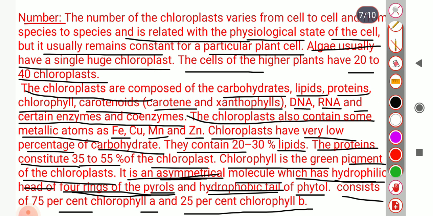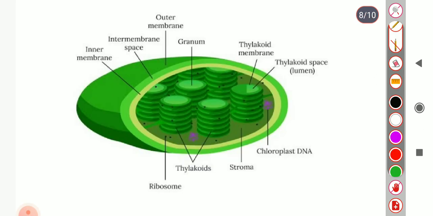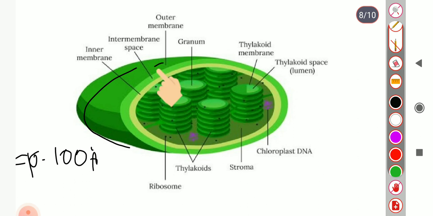This is all about the number of chloroplasts. You can see the ultrastructure of the chloroplast. This is the outer membrane, called the chloroplast envelope, which has a thickness of 90 to 100 angstrom, and it is a trilaminar lipoprotein structure. There are two membranes, the inner membrane and the outer membrane.